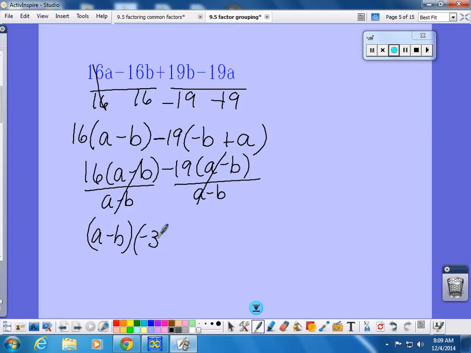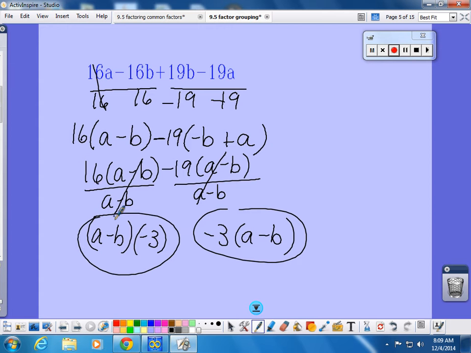Do you want me to write it over here, or do you want me to write it over here? Right there. I like that better. Is this wrong? No, it's not. Because remember, the distributive property can have the number in the front or in the back.